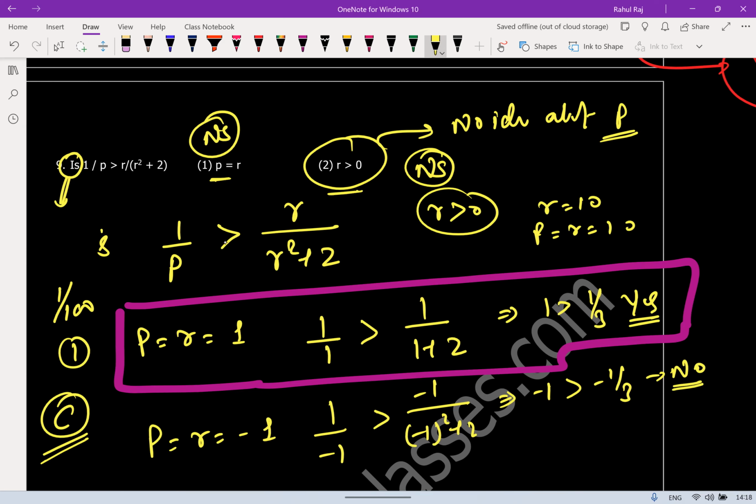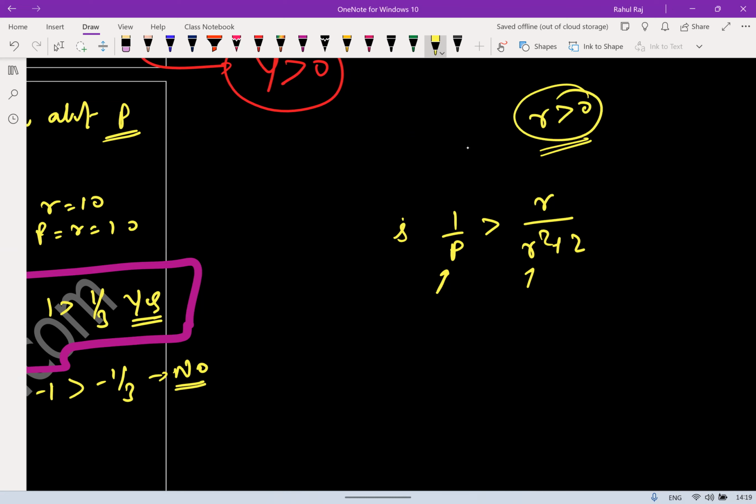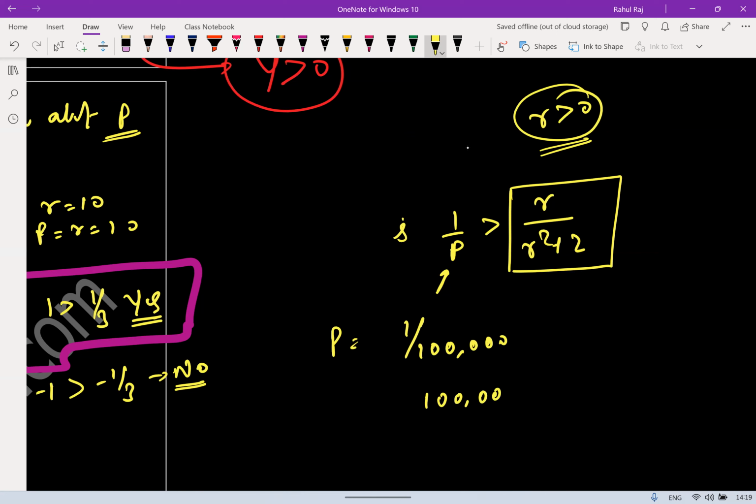It says R is greater than 0. My question is what, Giri? Is 1 by P greater than R by R square plus 2? What was our thought process? That until I don't know the value of P and R, I won't be able to conclude whether 1 by P is greater than R by R square plus 2 or not, right? Agreed? Now, the second statement says R is greater than 0, Rahul. You take any value of R greater than 0, it does not matter to me. You calculate this, and I'll tell you P is equal to 1 by 100,000. So 1 by P will become 100,000, and whatever number you take for R, it might be less than this. I can also take P is equal to 0.1, so 1 by P may be less than the right side.